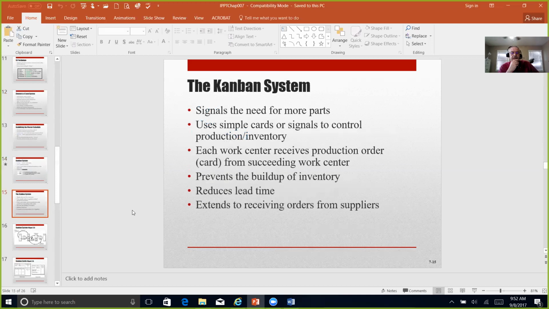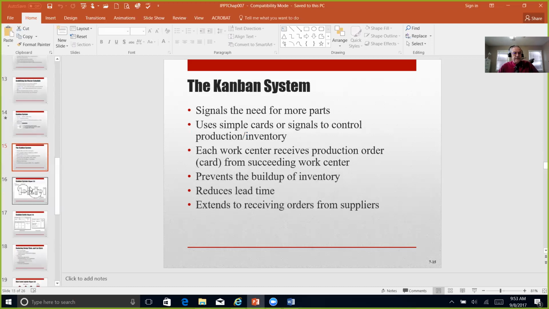So the Kanban system really looks at the need for more parts and how we go about signaling that need. It uses these simple cards or signals to control it, and each work center only receives what it needs. Really helps prevent the buildup of any unnecessary inventory while reducing the overall lead time. And certainly it's all about making sure that we're receiving the correct orders and that we're supplying the needs of those orders and fulfilling what the customer wants. And again, you see all that discussion on 144, 145, 146. And you have the figures here as well.